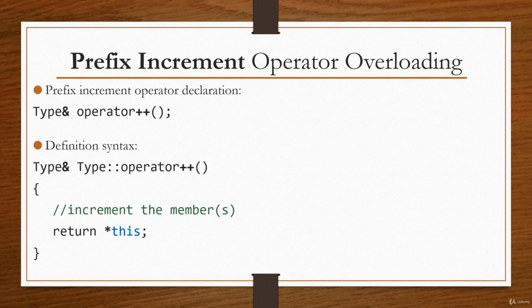So let's say you have some toString function or some other function that you want to call on the object. As soon as you go and increment that, then you can do that in the same statement. So we've seen this to a certain extent in previous lessons.